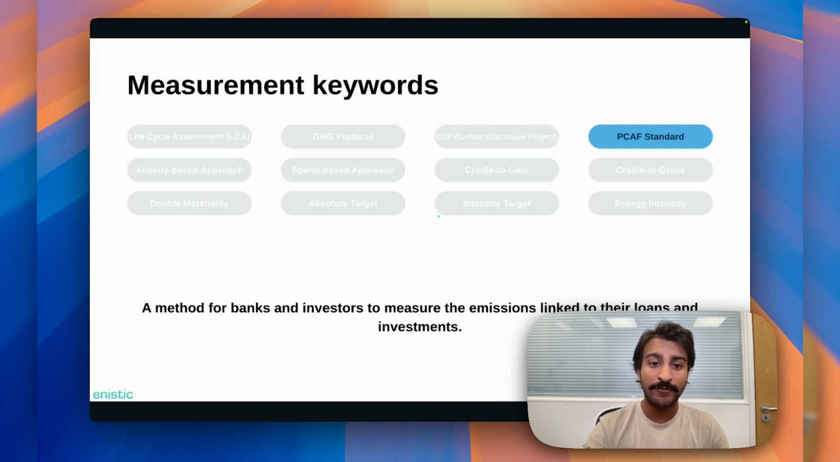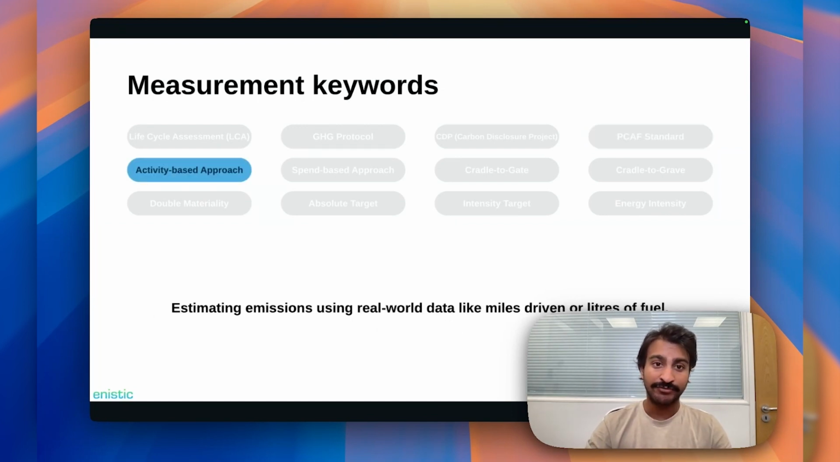PCAF is a method for banks and investors to measure their emissions that is linked to their loans and investments. It's primarily used for Scope 3.15, investment and financing emissions. Then we have the activity-based approach. This is estimating emissions using real-world data like miles driven or liters of fuel.